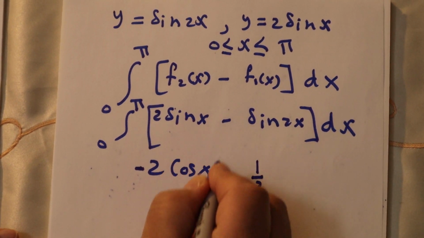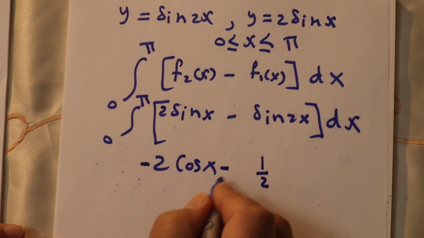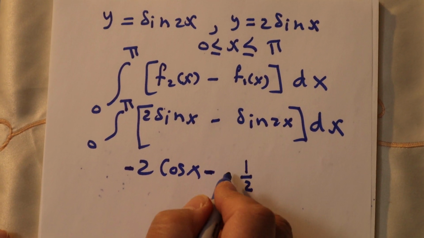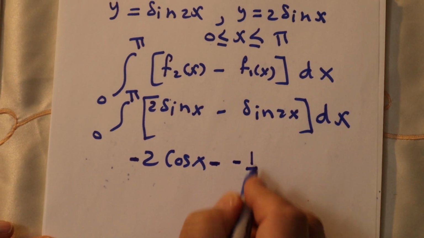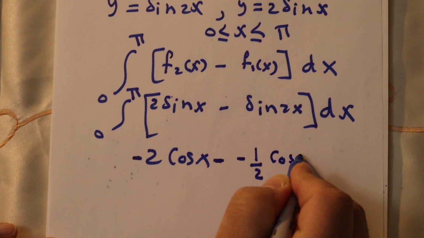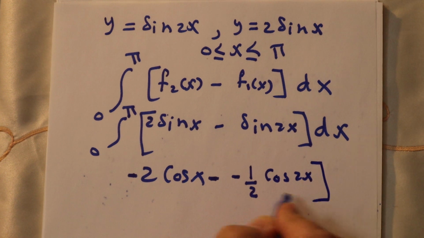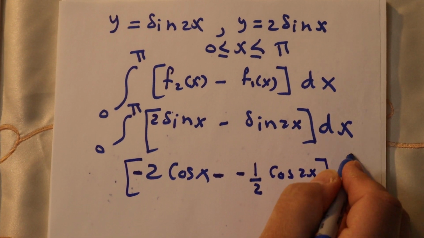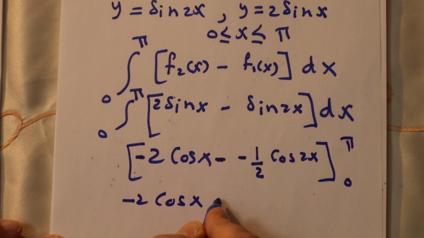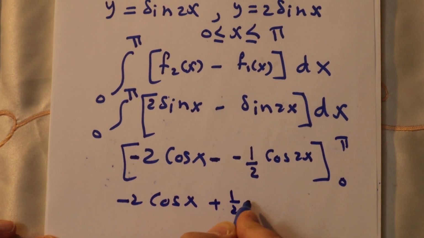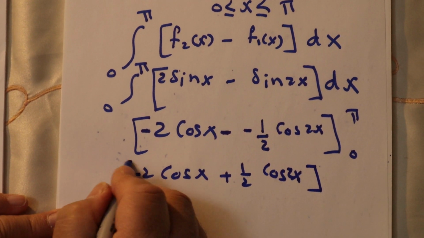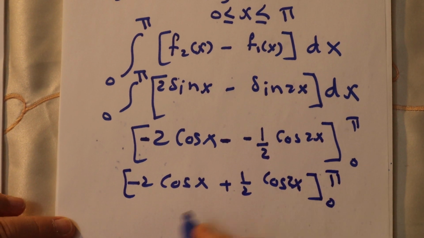So we have the negative here from the beginning, minus, the subtraction sign, and the integral of sine is negative. So 1/2, and then sine will be cosine 2x, with bounds from 0 to pi. Let's simplify that. It will be negative 2 cosine x plus, negative times negative is plus, 1/2 cosine 2x, with bounds from 0 to pi.